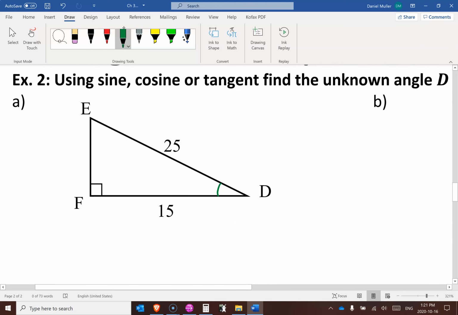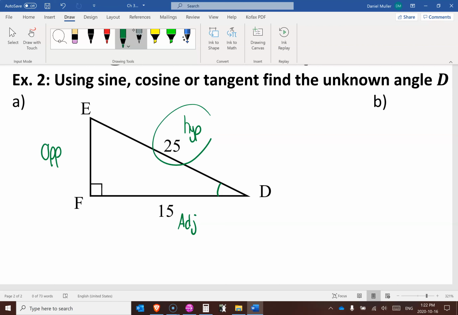So that is my perspective, and I need to start labeling things. Across from the 90 is the hypotenuse. I'm going to look here, opposite. I'll label that as opposite. And that just leaves the adjacent. I'm going to choose the hypotenuse because that information is given, and also 15 is given. So I've got hypotenuse and adjacent, both of those.